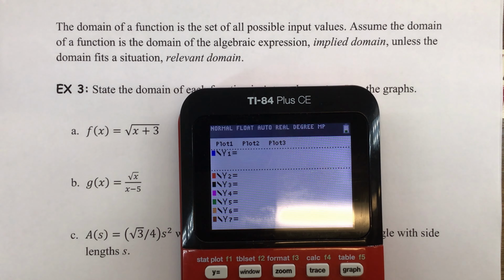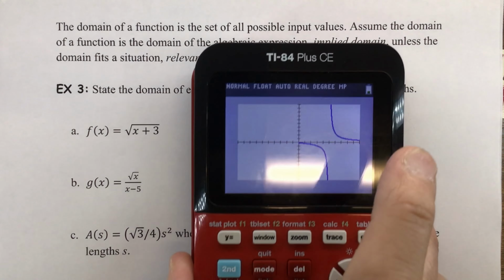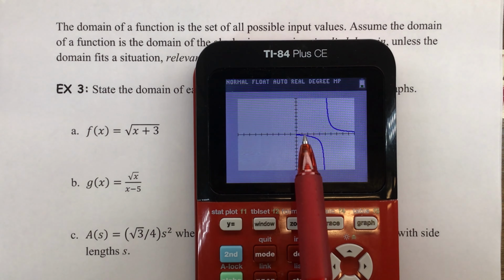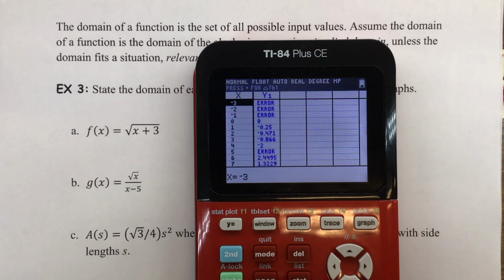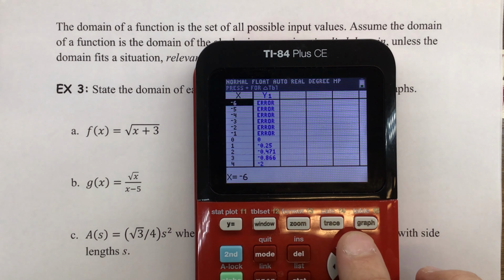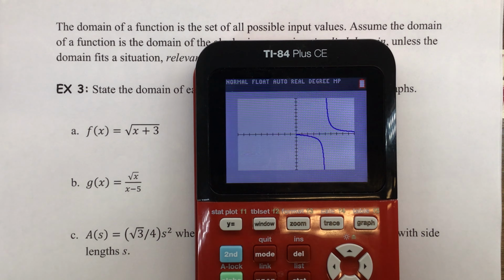All right, here's what the graph looks like. We'll take the square root of x, divide that by x minus 5. And that's the picture that we get. The function stops at 0. We don't have anything over here. Does not exist. In fact, I'll go to the table to show you. If you look at all the negative numbers, you get error. Okay, the graph does not exist to the left of 0.